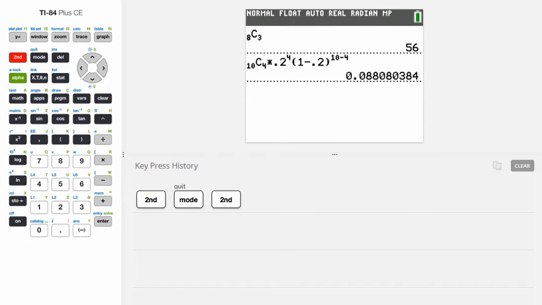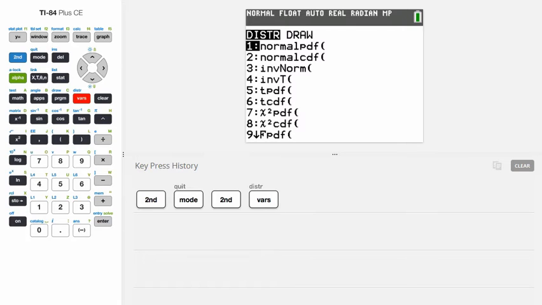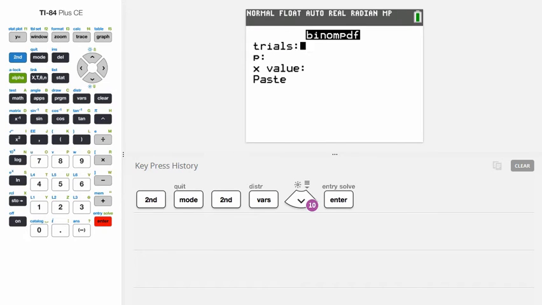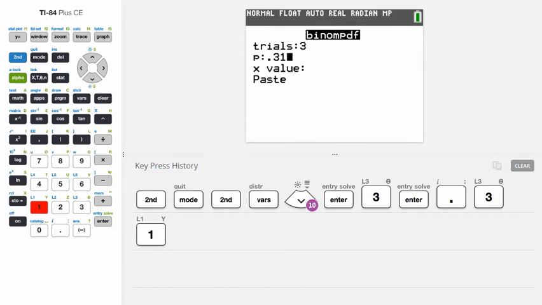So we want to press second VARS for your distribution menu, and then we're going to go down until we find BINOM PDF. Enter. If you have the stat wizard, you want your number of trials to be 3, which is your N. You want your p-value to equal the probability of success, which is 0.31. Our x value we're going to leave blank because we want all of them. Enter.